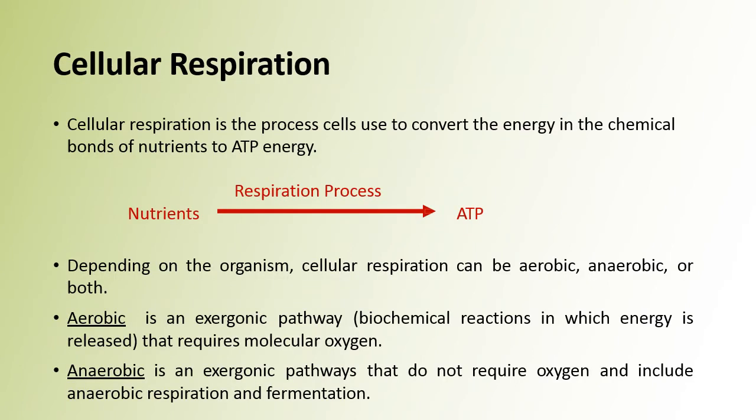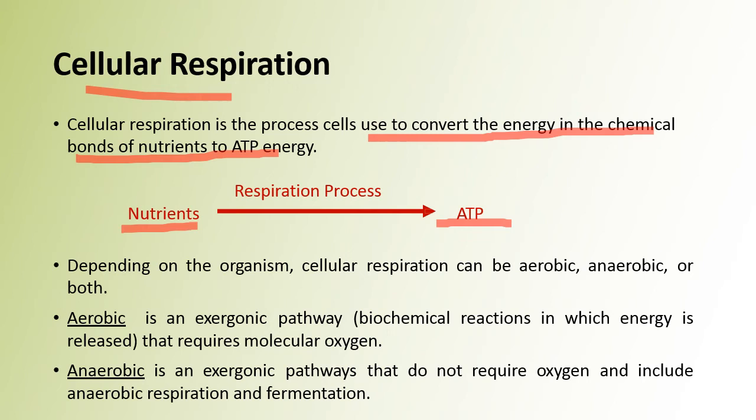Okay, cellular respiration. Cellular respiration is a process cells use to convert the energy in the chemical bonds of the nutrient to ATP. In other words, the conversion of nutrients to ATP is known as a respiration process. Depending on the organism and also the availability of oxygen, cellular respiration can be aerobic, anaerobic, or both.